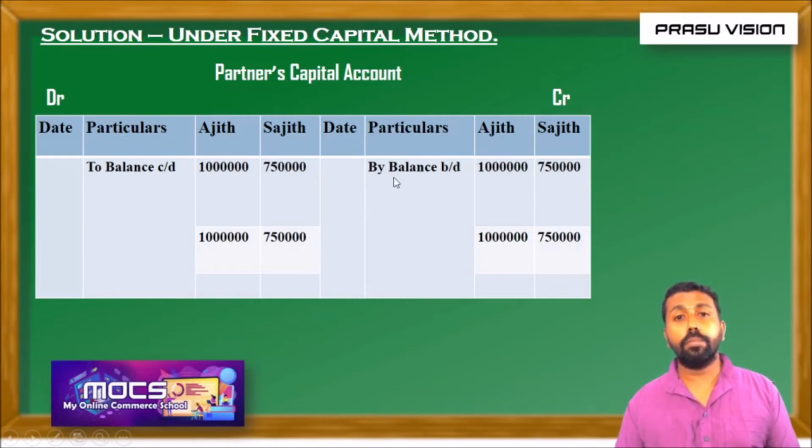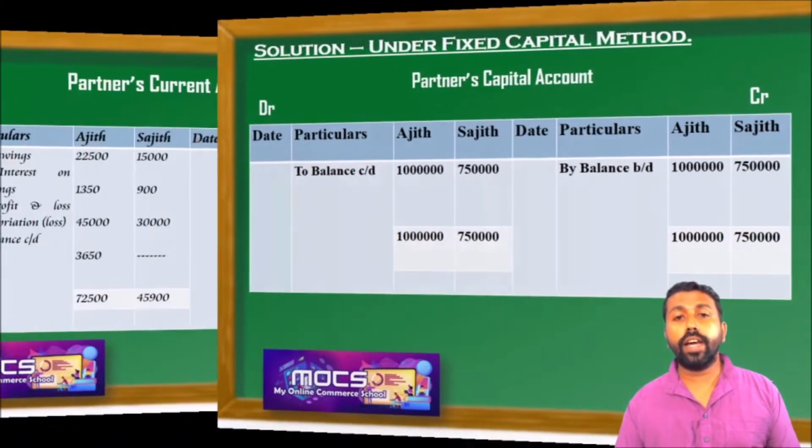side by balance brought down, we have to add it. Then we have to find the balance. To balance carried down 10 lakh and 7 lakh 50,000. So that's all regarding the preparation of capital account. But we have to prepare the partner's current account. It includes more items to be.